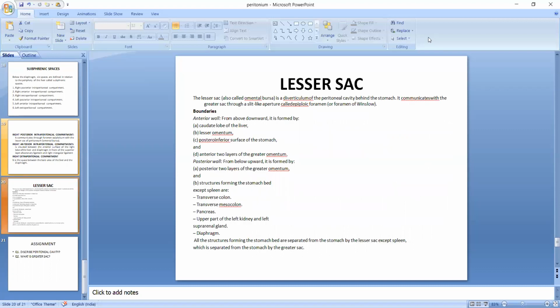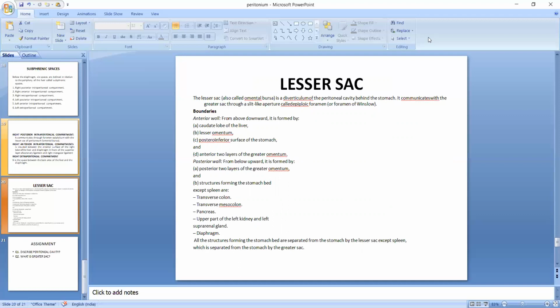Lesser sac is a diverticulum of peritoneal cavity behind the stomach and communicates with the greater sac through a slit-like aperture that is called epiploic foramen. Boundaries: the anterior wall from above downward is formed by the caudate lobe of the liver, lesser omentum, posterior inferior surface of the stomach, and anterior two layers of the greater omentum.